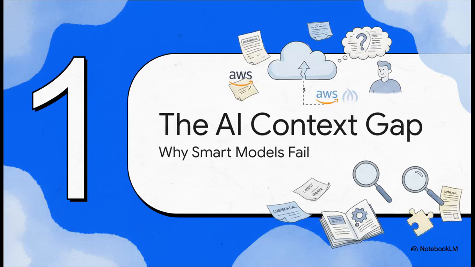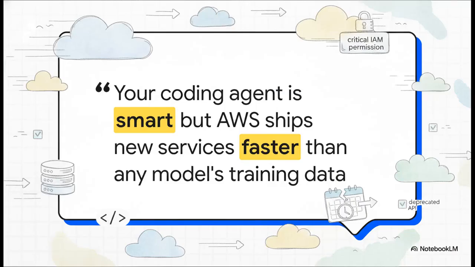All right, part one, the AI context gap and why these incredibly smart models keep failing at cloud deployments. I want you to think of your coding agent like a brilliant junior developer. They totally ace the interview, they know the theory backward and forward, but they haven't read a single company memo. They are completely uninformed about your specific current environment. The source material puts it perfectly. Your coding agent is smart, but AWS ships new services way faster than any model's static training data can keep up with. Without live guidance, they're inevitably going to skip a critical IAM permission or try to call an API that was deprecated like 6 months ago.